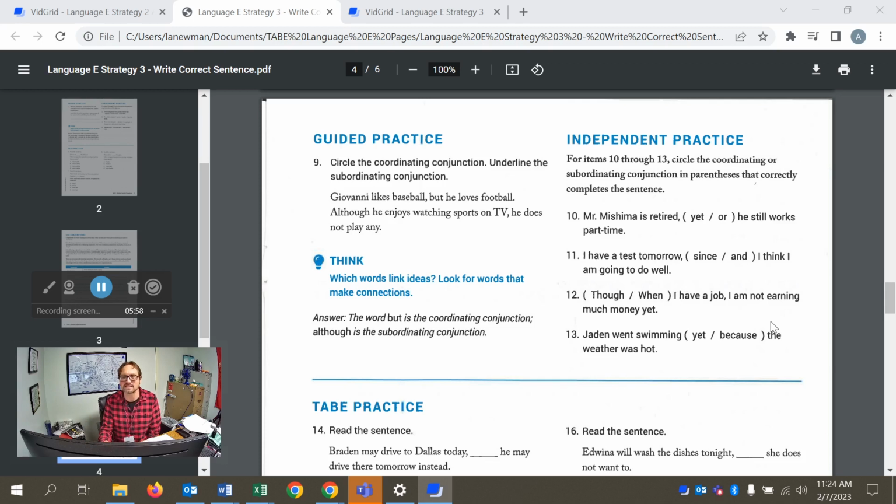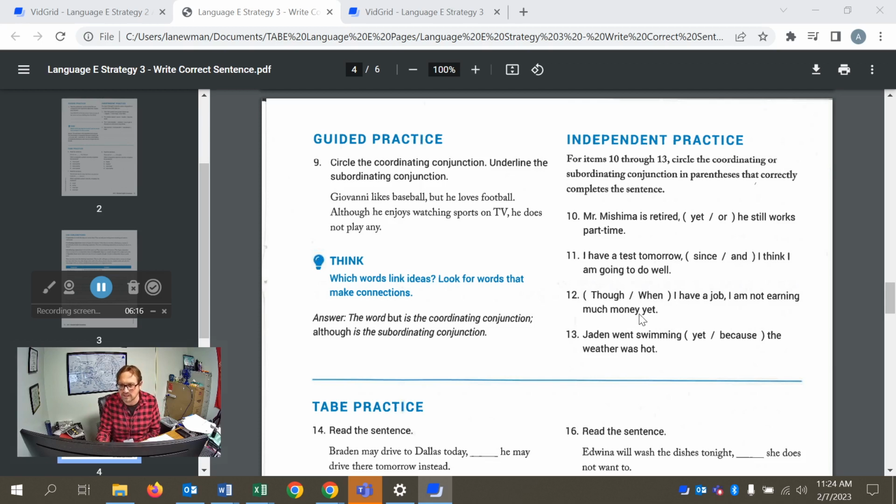The point of the sentence is that this thing's happening, and I have a feeling of confidence about it. The two ideas are connected. Okay, number 12 is though. Though I have a job, I am not earning much money yet. This is kind of like yet.